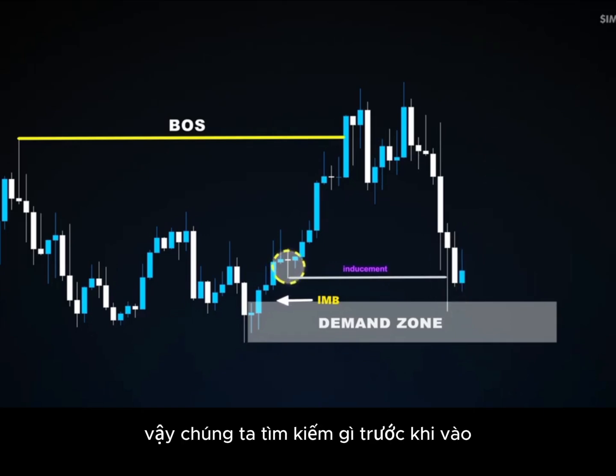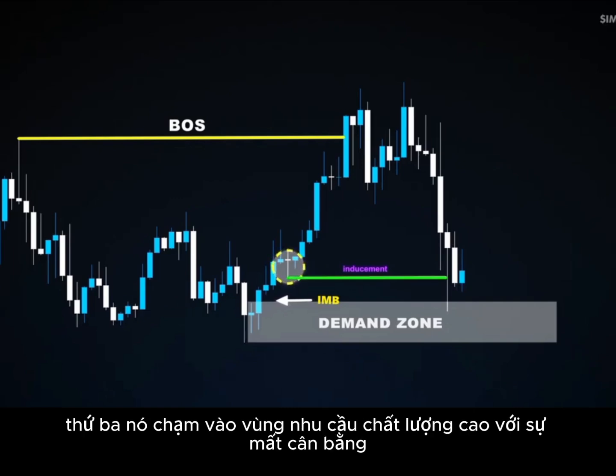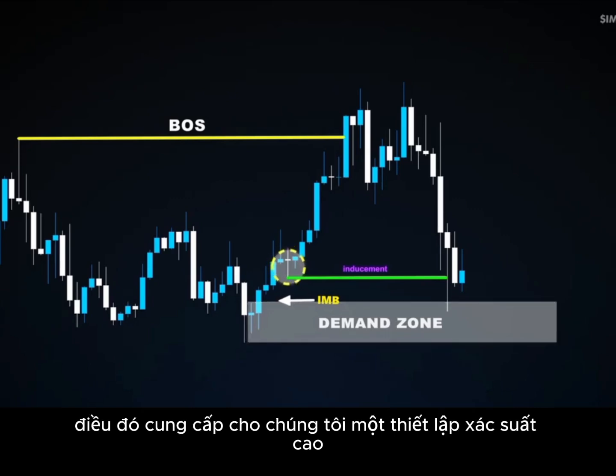So what do we look for before entering? First, liquidity. We have it. Second, leg inducement. That's been swept. Third, it touched a high-quality demand zone with imbalance. That gives us a high probability setup.